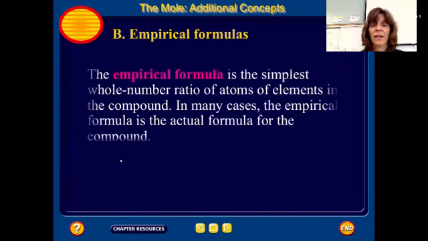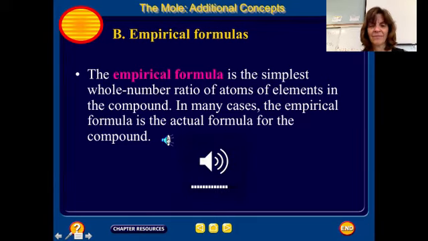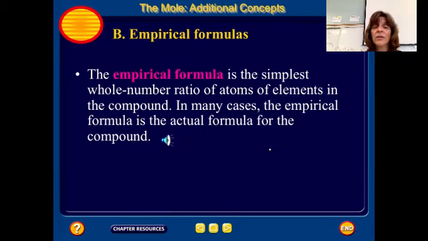Composition. All right, now let's tie this idea to what's called an empirical formula. We'll let the PowerPoint read it first. Don't have a sound file. The empirical formula is the simplest whole number ratio of the atoms of elements in the compound. Sometimes empirical and what we call molecular are the same because they're the same ratio, and sometimes they're different.